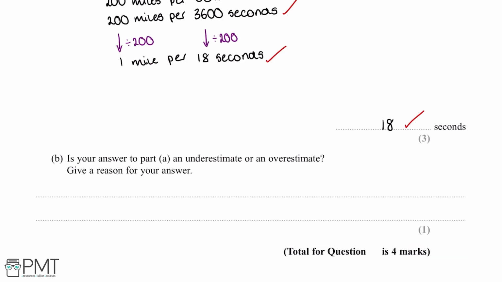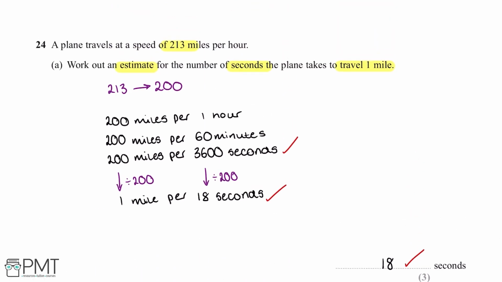Is your answer to part A an underestimate or an overestimate? Give a reason for your answer. So if we take a look at part A of this question, the plane's actual speed was 213 miles per hour. However, we rounded this down to 200 miles per hour.